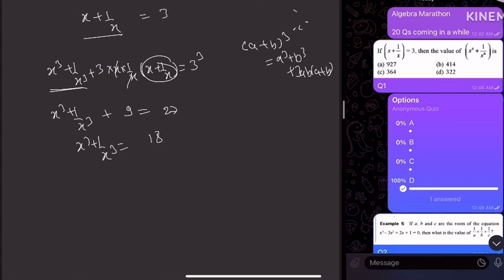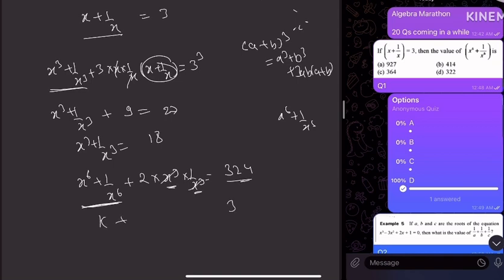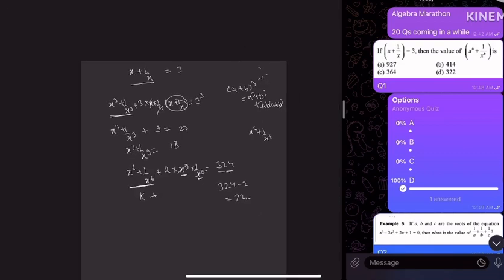Now we have to find the value of x to the power 6 plus 1 by x to the power 6. So square this. Squaring this, we get x to the power 6 plus 1 by x to the power 6 plus 2 into x cube into 1 upon x cube, equal to RHS, the square of 18. This value we have to find out, let it be k. This value gets cancelled, so this becomes 324 minus 2. So 322 is the answer to this question. Done.